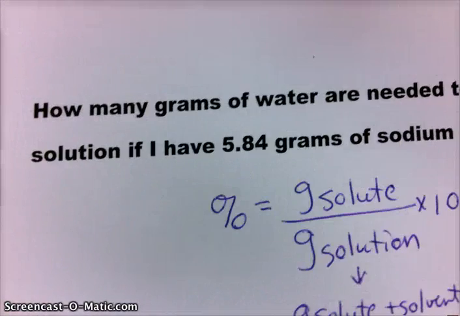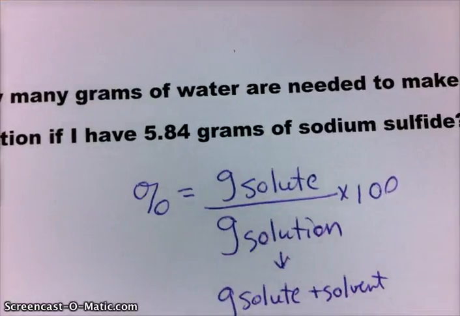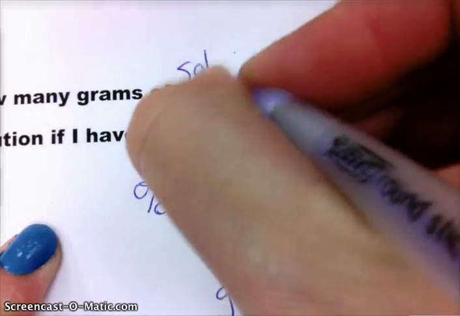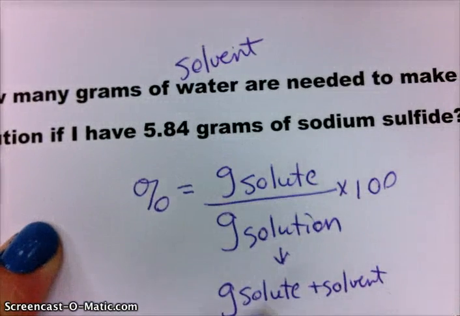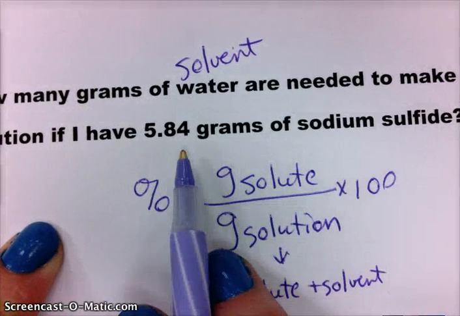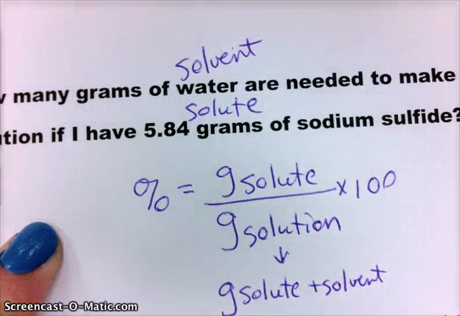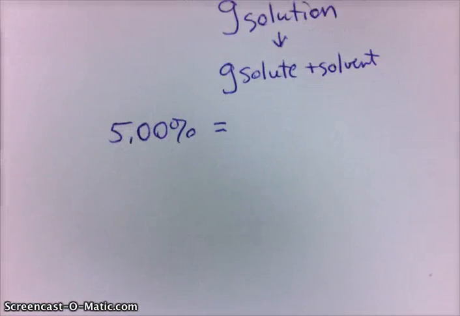So which one do you think is the solute and which one do you think is the solvent? If you guessed water is going to be the solvent, you are correct. Water is a liquid and it will be our solvent. The 5.84 grams of sodium sulfide, that is our solute. So it's the grams of solvent that we do not know.